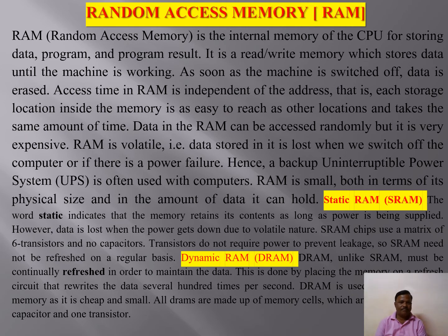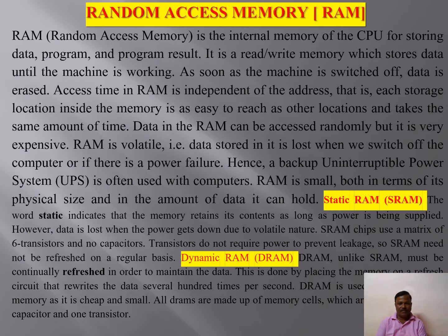Random access memory, RAM. RAM is the internal memory of the CPU for storing data, programs, and program results. It is a read or write memory which stores data while the machine is working. As soon as the machine is switched off, data is erased. Access time in RAM is independent of the address. That is, each storage location inside the memory is as easy to reach as other locations and takes the same amount of time. Data in the RAM can be accessed randomly, but it is very expensive.